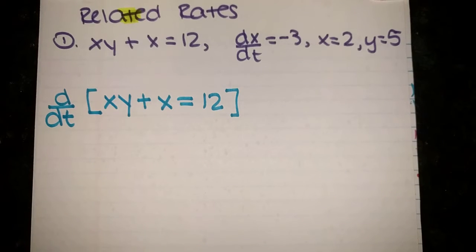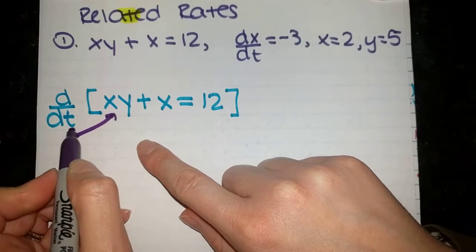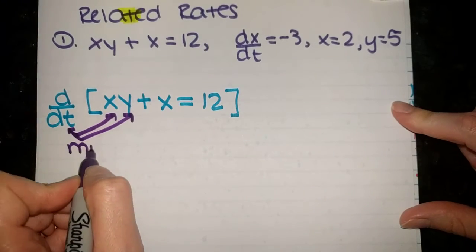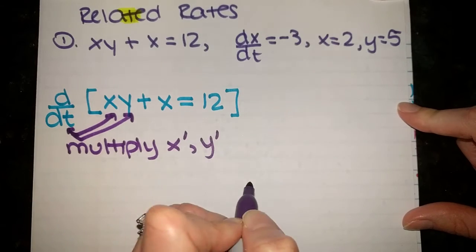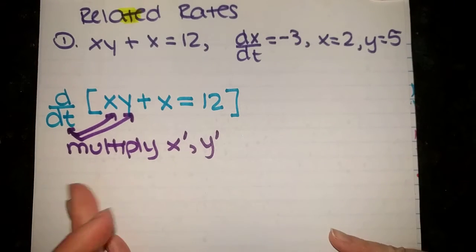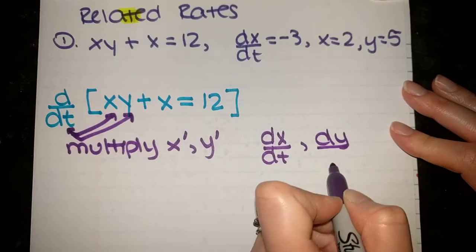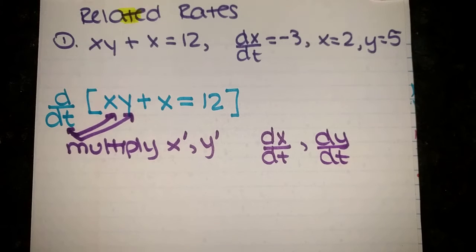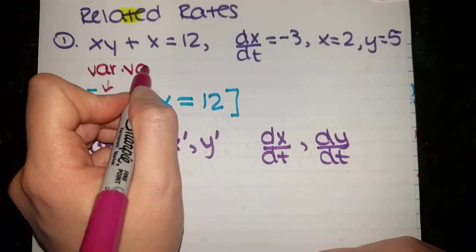Something I really want to point out here is that when you're taking the derivative, because of the x and also the y, anytime you differentiate you're going to have to multiply by x prime and y prime. We talked about how you can use the x prime notation, or you can use the dx dt and dy dt notation, so either is fine. The other important thing to notice with this first term is that you have a variable multiplied by another variable.